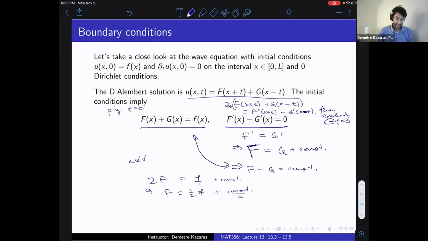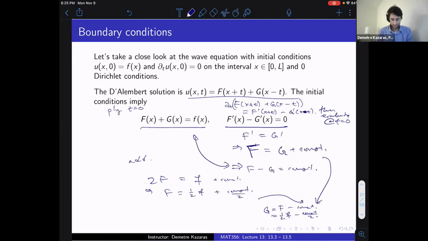And so then you plug that in to say here. And you find that g is equal to f minus that constant. So that's 1/2 little f minus that constant over 2. Anyways, the point is, if you look at the sum of them, the constants cancel out.